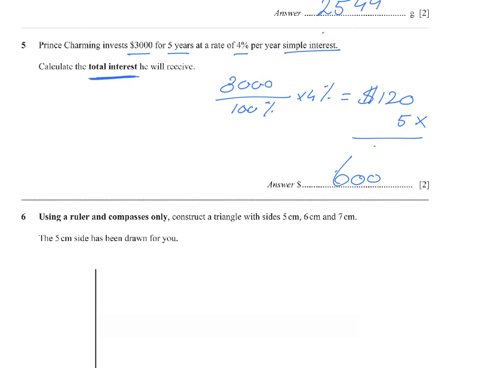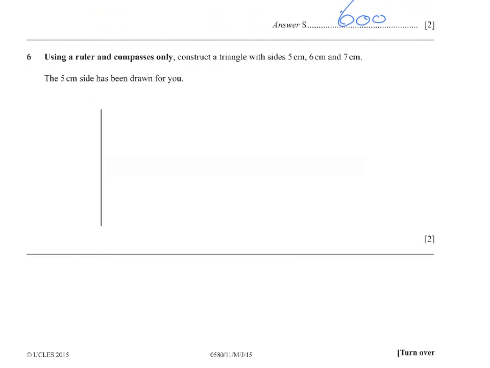Now, if the question would be how much money does he have, then you would have to take this number plus 3,000, and you get 3,600. Okay, so read those questions carefully.